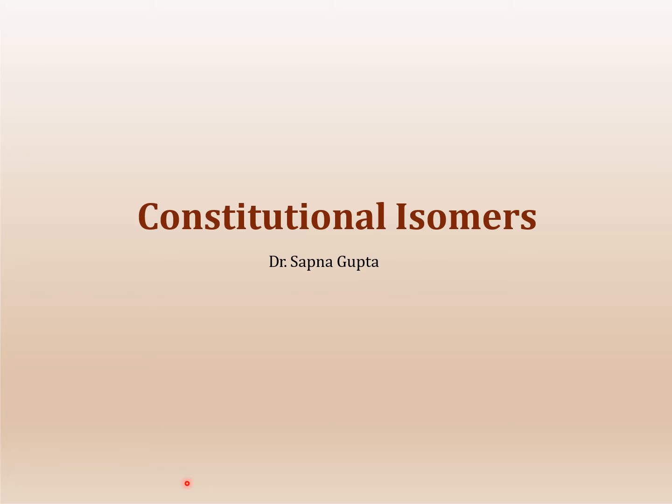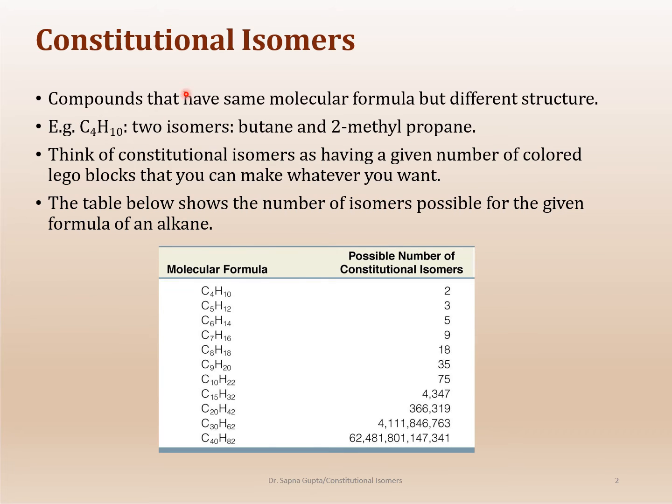Constitutional isomers are very important in the sense that you have to understand that you can have many compounds with the same molecular formula. You can have different functional groups, different structures, whatever it is, and then they are called constitutional isomers. So let's start. That is the definition of constitutional isomers: compounds that have the same molecular formula but a different structure. For example, C4H10 has two isomers.